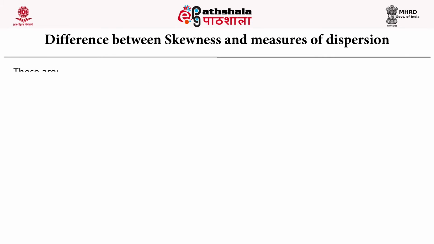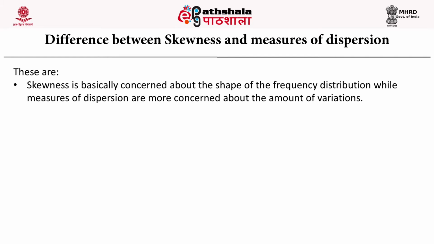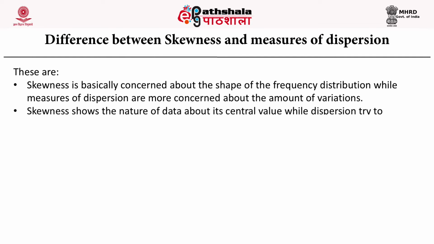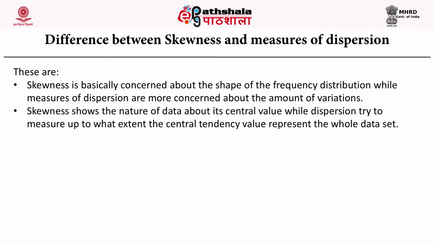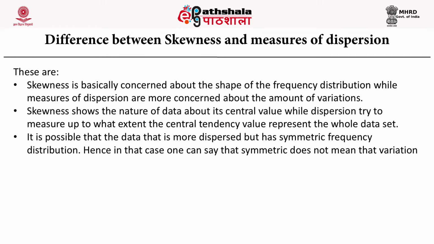Skewness is basically concerned with the shape of the frequency distribution, while measures of dispersion are more concerned with the amount of variation. Skewness shows the nature of data about its center value, while dispersion tries to measure to what extent the central tendency value represents the whole data set.